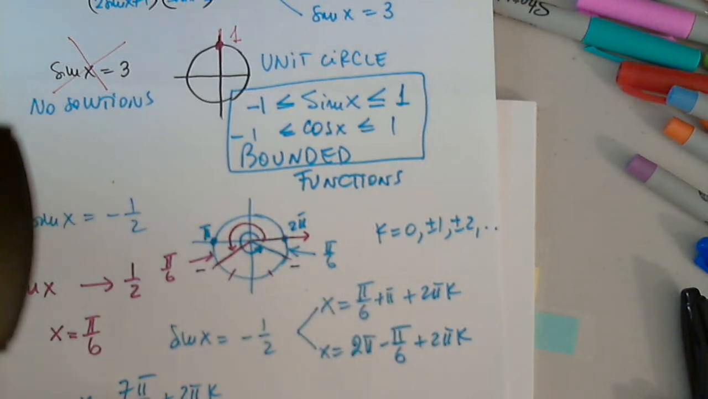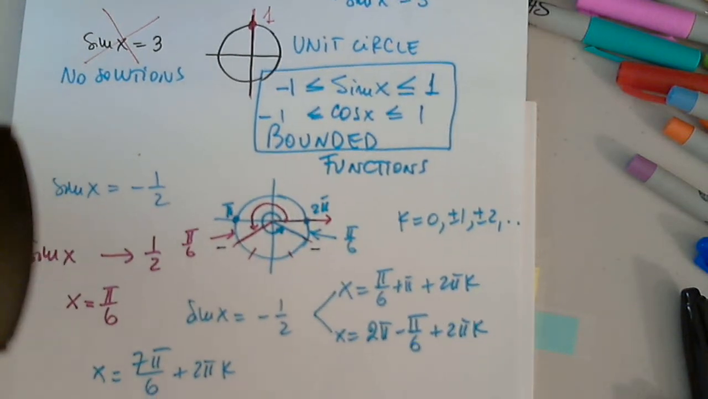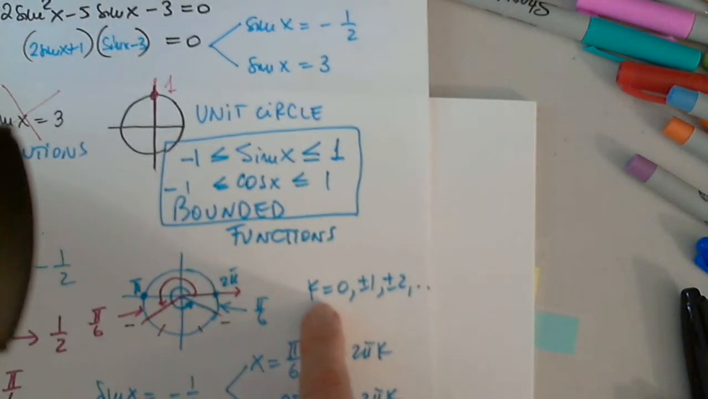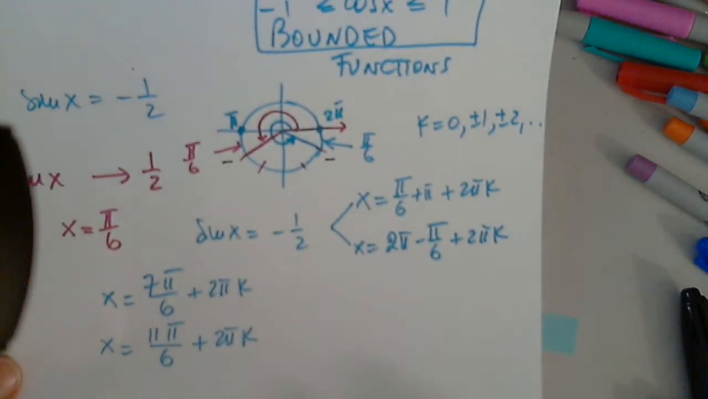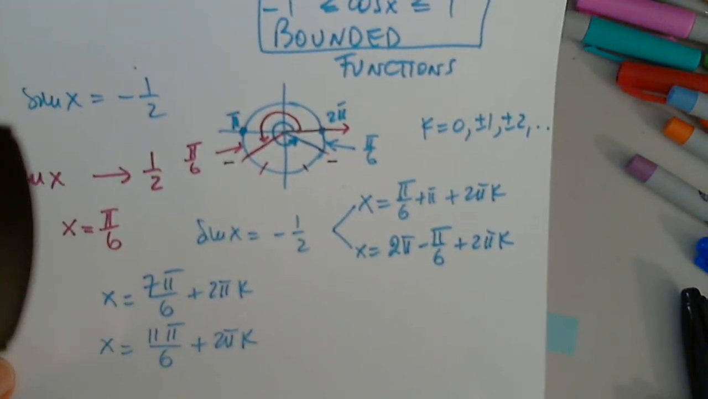If we're asked to find all possible solutions, there are infinitely many, because k has infinitely many values. Anything else?